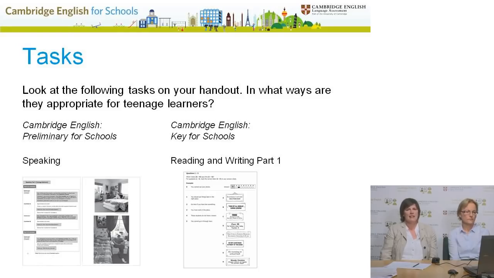In this task, the learners need to talk about the different rooms to describe them and contrast them. So in what way is this task good for learners? Can you focus on different things? You can focus on different things. Is it interesting for teenagers? Is it relevant? Is it based on cultural knowledge? What do you think? Type some answers in the chat box now.